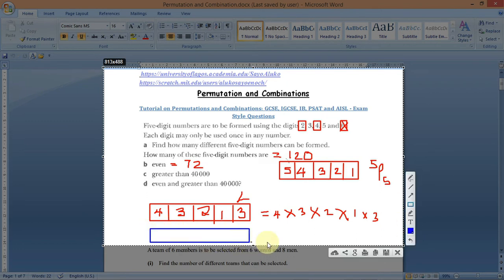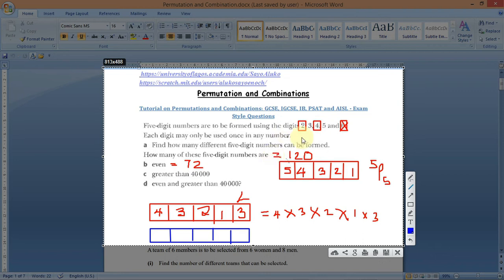How many of these 5-digit numbers are greater than 40,000? So go ahead with the method again. You have five separate boxes. Now let's go back to the original digits.